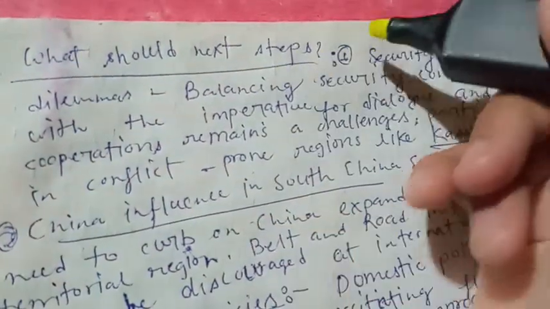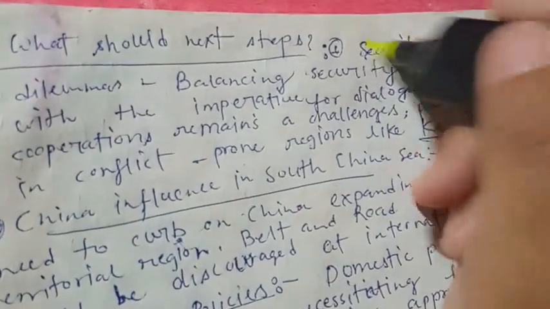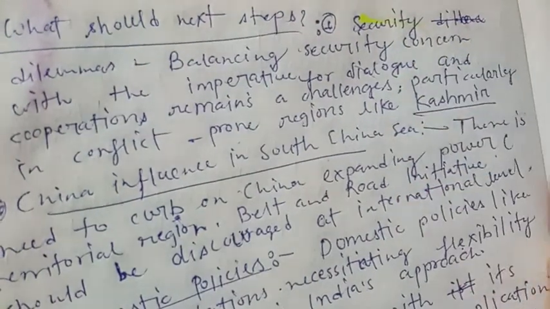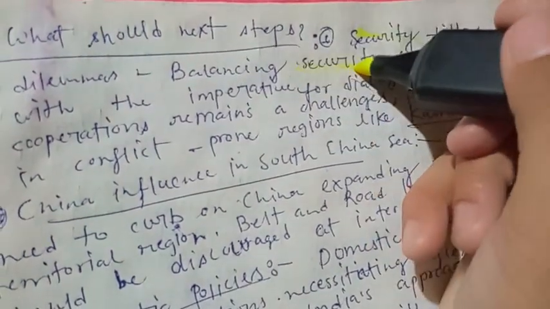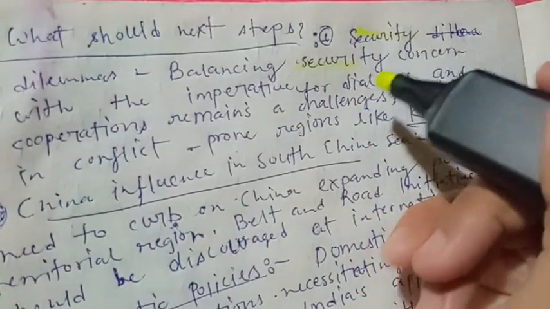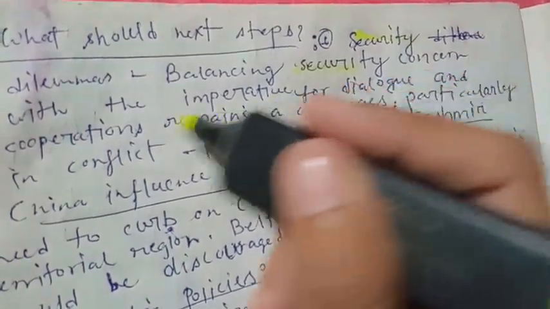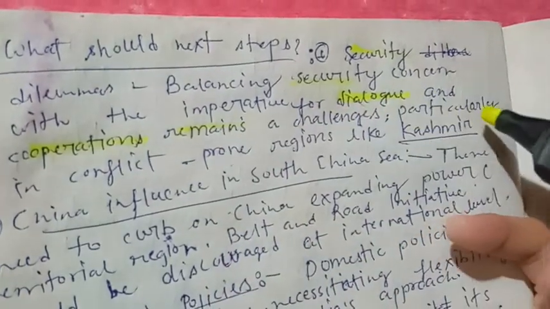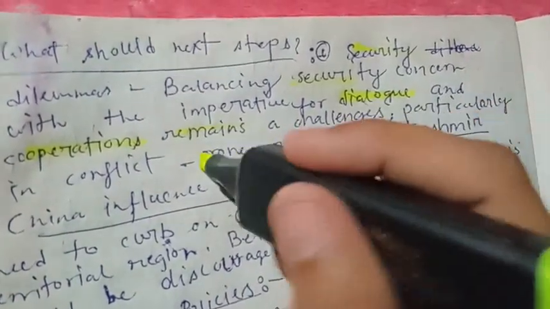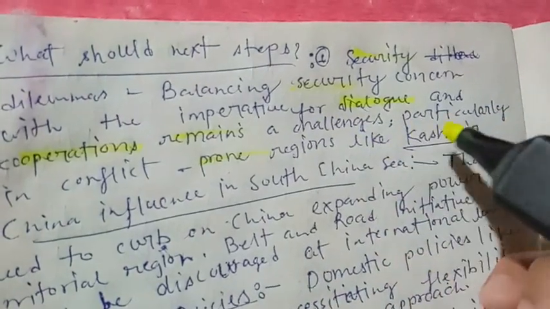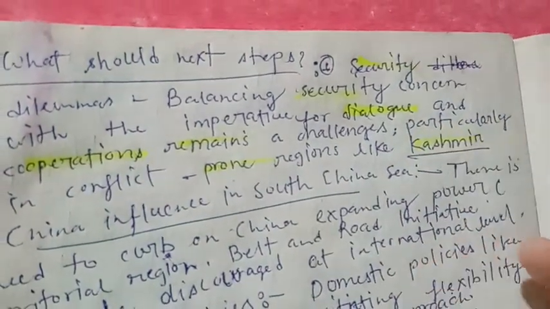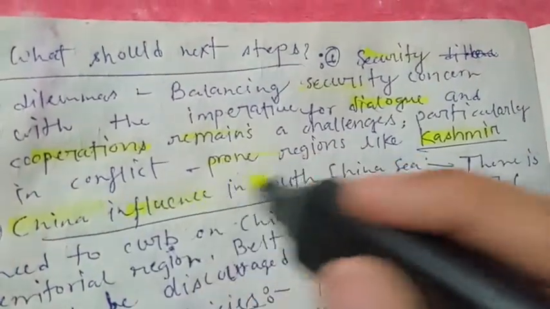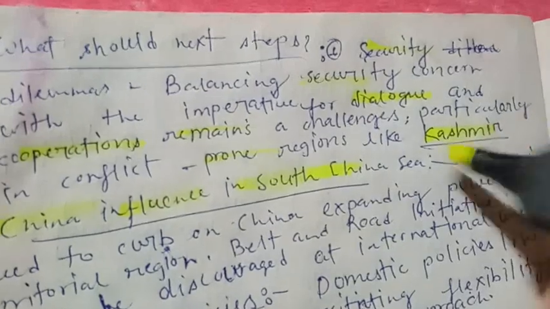So what should be the next step? The security dilemma: balancing security concerns with the imperative for dialogue and cooperation remains a challenge, particularly in conflict-prone regions like Kashmir, and China's influence in the South China Sea.